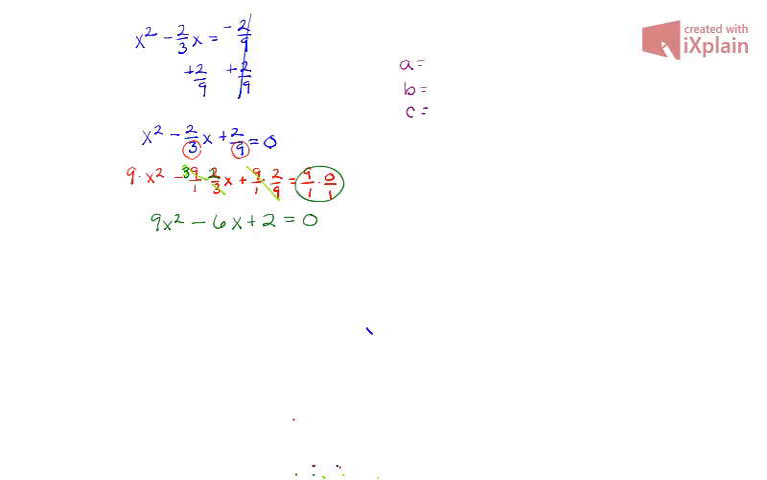But for the sake of this video, I'll identify that my coefficient A is 9, B is negative 6, C is 2. And if you recall, if I'm solving using the quadratic formula, you have negative b plus or minus the square root of b squared minus 4ac, all over 2a.